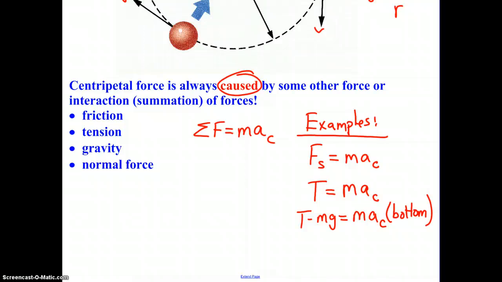If it was at the top of the swing, both the tension and the weight are pointed towards the center of the circular path, so our summation would be T plus mg equals m a_C. And that's when the object is at the top of the circular path when it's being whirled. If you have any questions on this, ask in class tomorrow, and we'll have much, much more practice with Newton's second law summations involving objects traveling in circular paths, therefore having centripetal force.